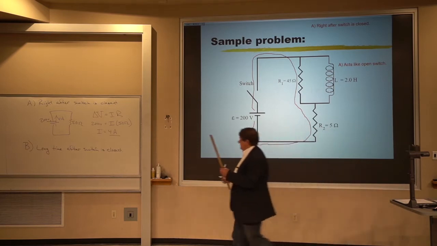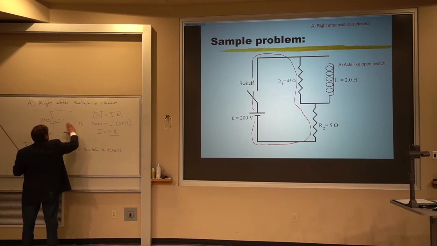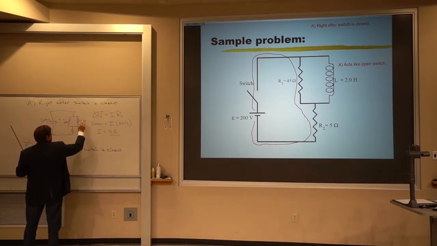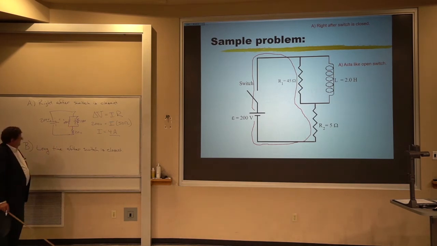So if I were to redraw this circuit, I would have 20 volts here, 180 volts here, and because these are parallel to each other, I would have 180 volts here. And so that means that this inductor, as an open switch, is also acting like a 180 volt battery that's fighting the current from flowing there.